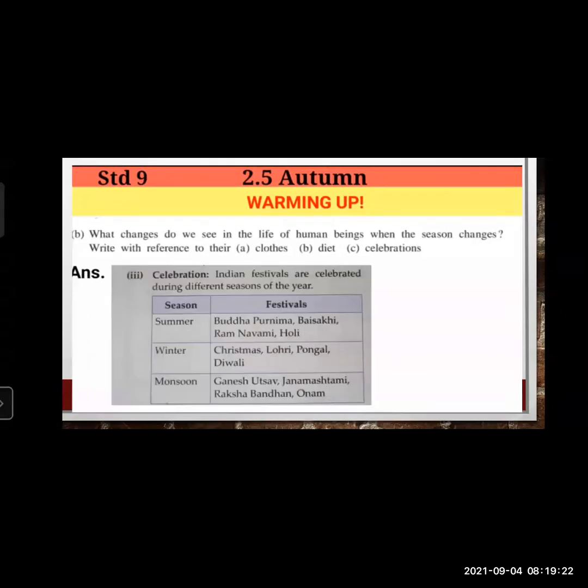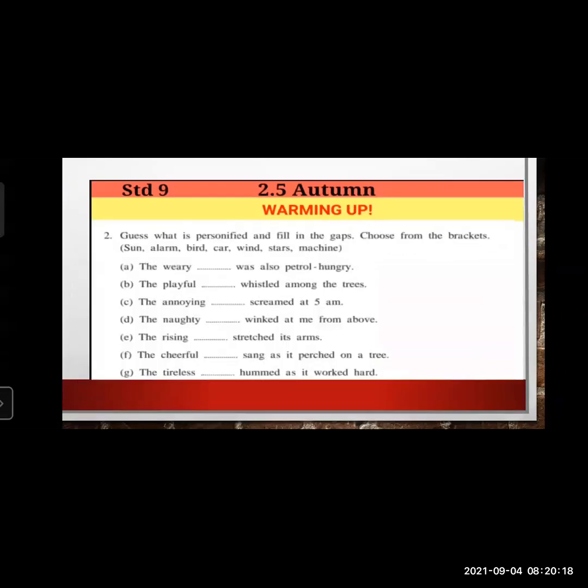The last one is how we feel, how our mood is changed by the season. Students, in summer season there are some festivals like Buddha Purnima, Baisakhi, Ram Navami and Holi. These all come in the summer season, and we celebrate them with enthusiasm and joy. In winter season there are Christmas, Lohri, Pongal and Diwali. So we eat food according to the festival and the season. And last, in monsoon season, there is Ganesh Utsav, which is a favorite season for all of us. Then Janmashtami, Raksha Bandhan and Onam; we celebrate all these festivals as the seasons change.